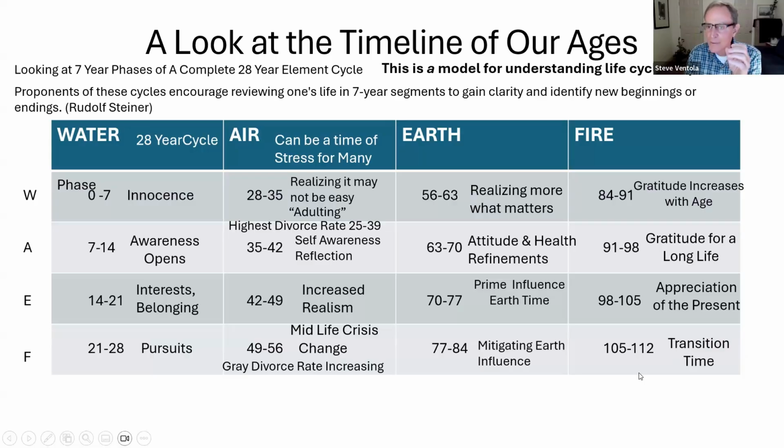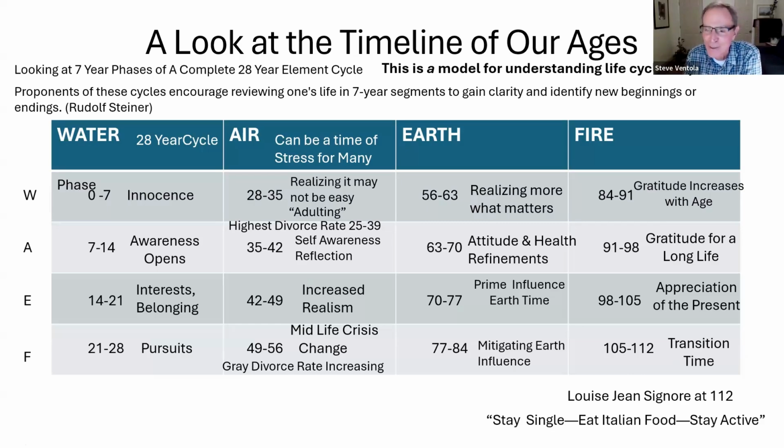But folks have lived to be 112. There are folks on the face of the earth, for example, Louise Jean Signor at 112. She was noted to be alive, and this is what she had to say at 112: Stay single, eat Italian food, and stay active. So that was her advice at 112. Maybe you can relate to that, maybe not, but I thought that was fun to bring in.